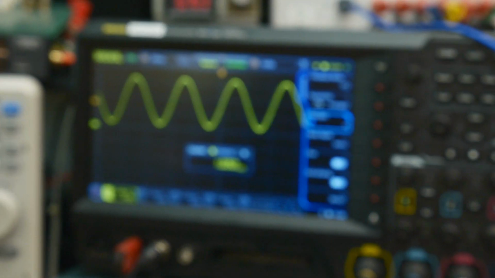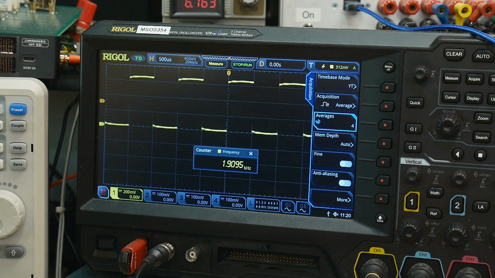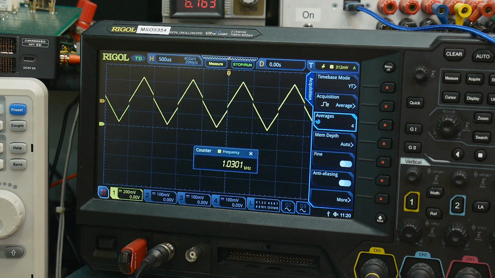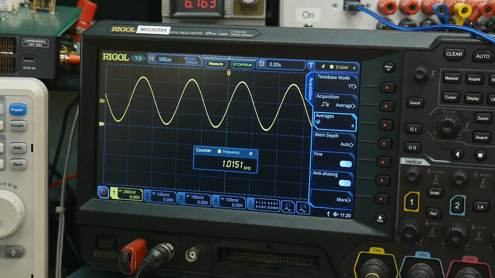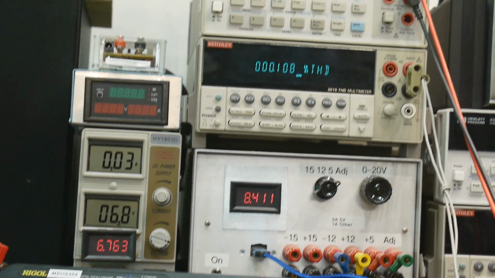So right now we have it here. It's around 1 kilohertz, and it's a nice, pretty sine wave. Again, it does square waves, it does triangle waves, and it does sine waves. So yeah, let's take a look at what the distortion is.